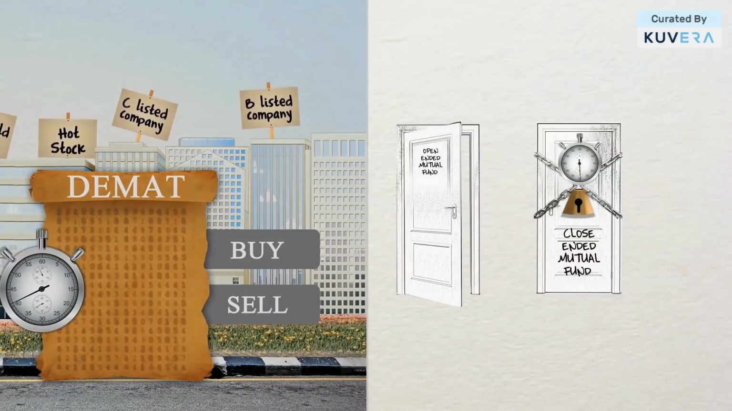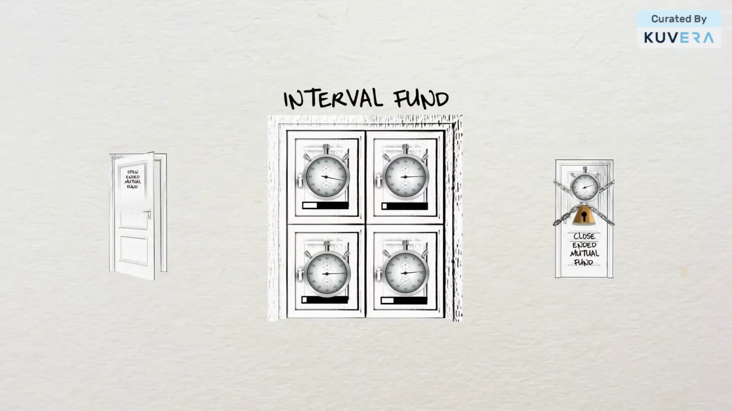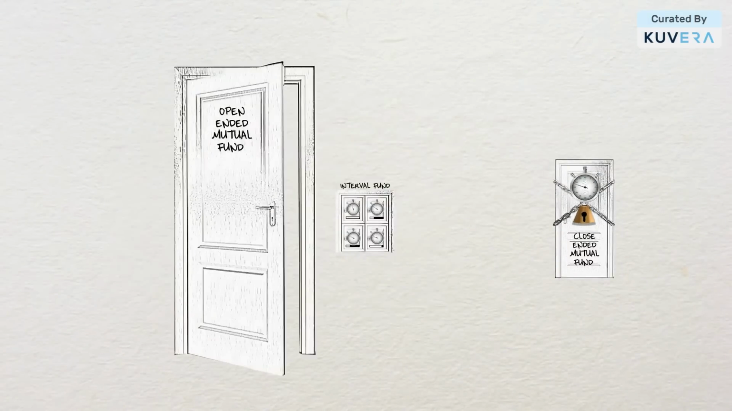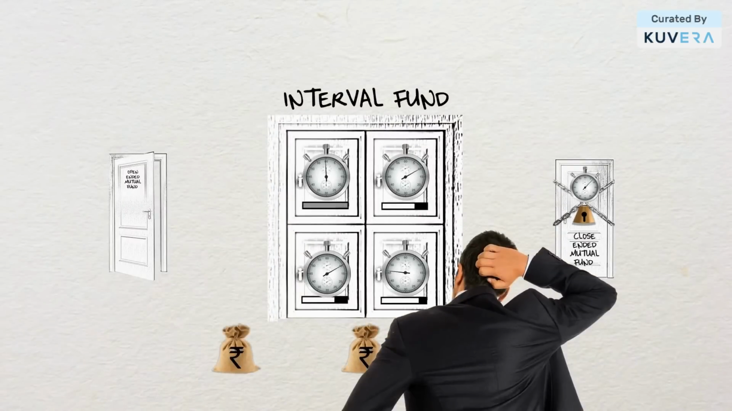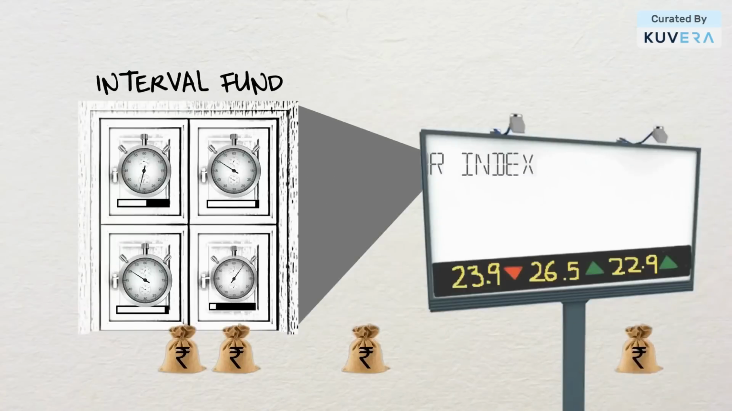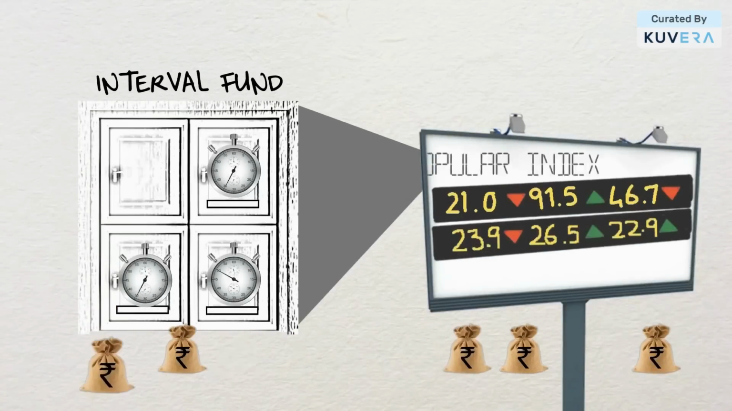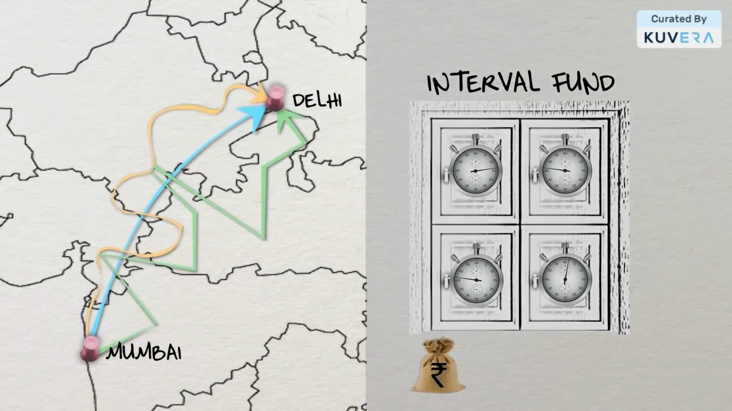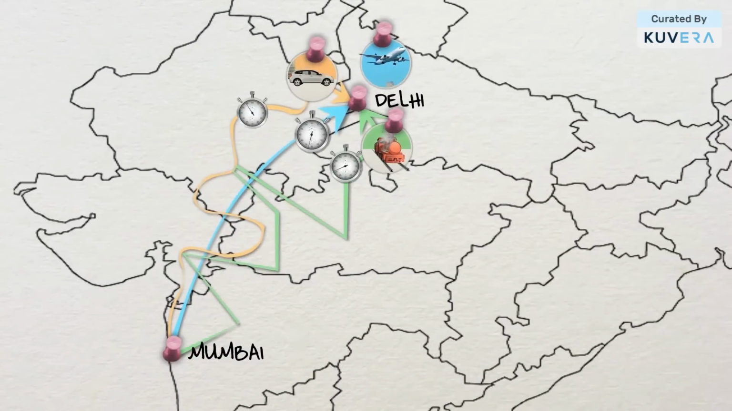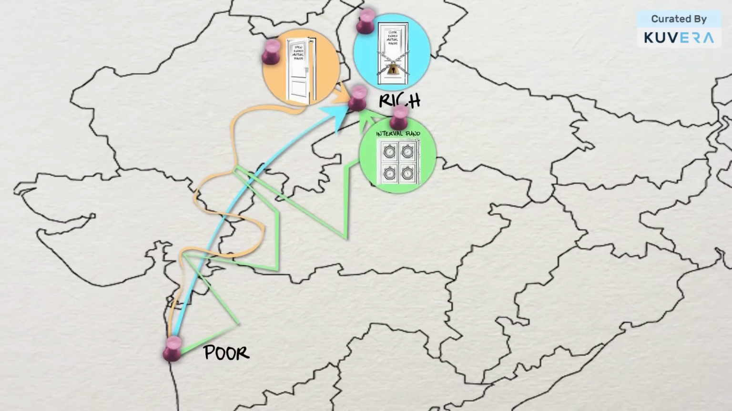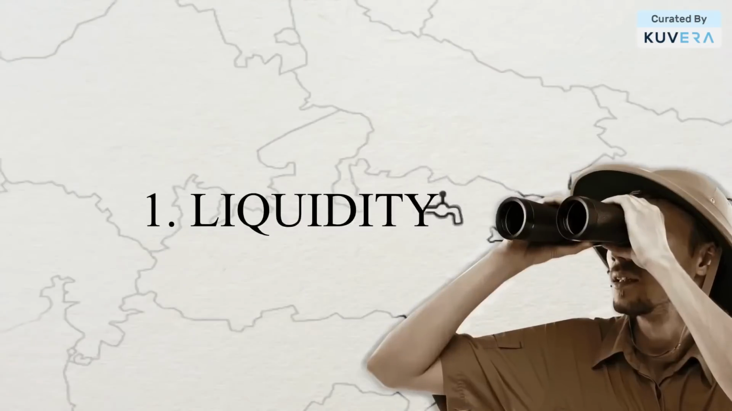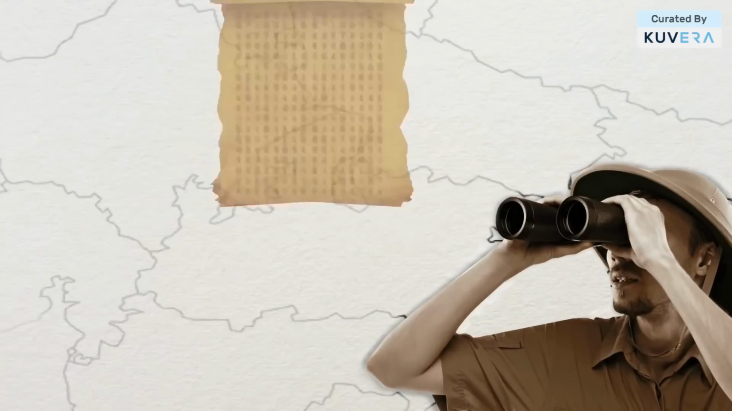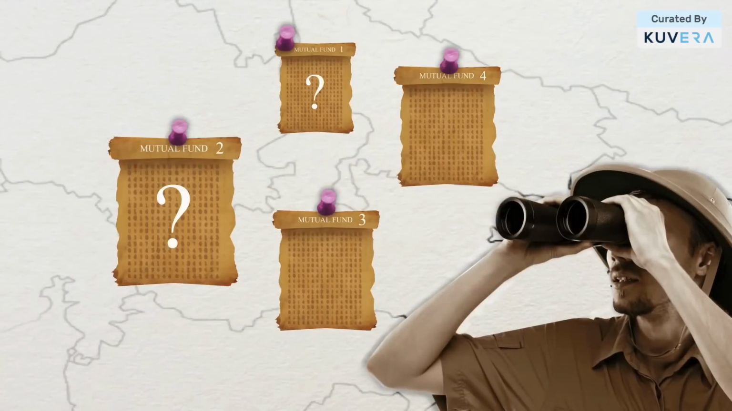But hold on. There's a third type of mutual fund, interval funds. Combining the features of both open and close-ended schemes, these funds are open for investment or redemption during predetermined intervals. So just like you would assess which mode of transport to choose for your journey, depending on rigidity of your travel plan, you can assess from the three types of mutual funds here, based on their liquidity, what suits your objective better.